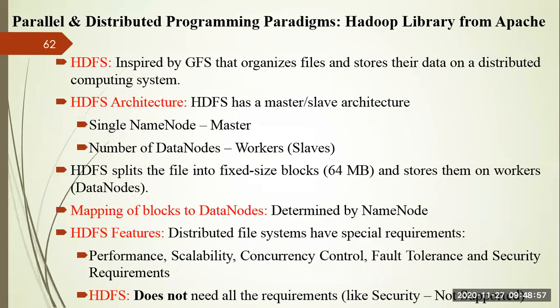So next is the HDFS features. A distributed file system has requirements. One of the requirements is how you can achieve better performance, how you can get better scalability, how you can get concurrency control, fault tolerance, and security requirements. You have to deal with these things. Regarding fault tolerance, sometimes the system fails.